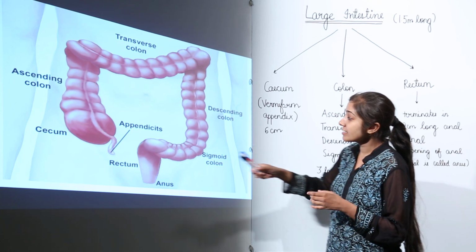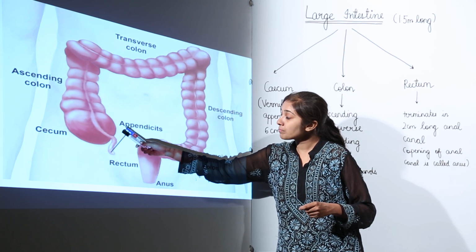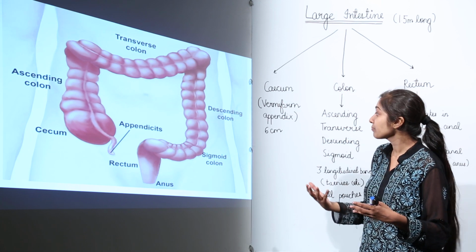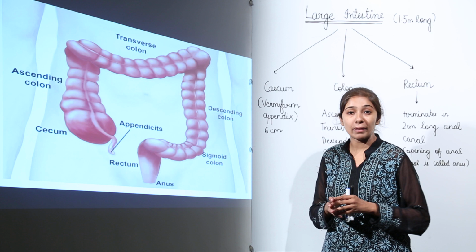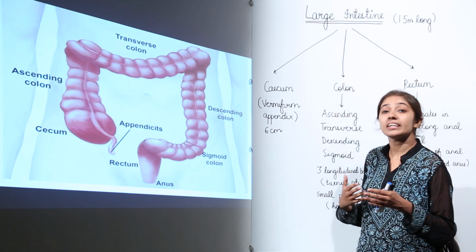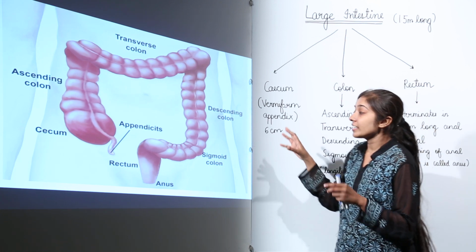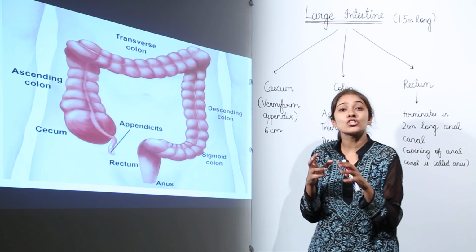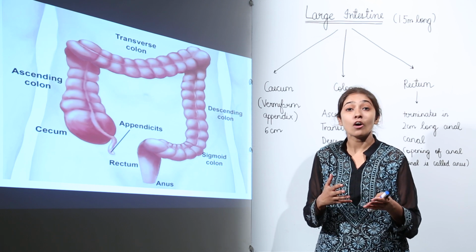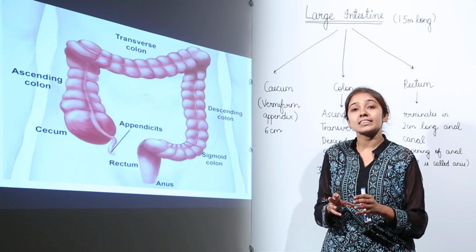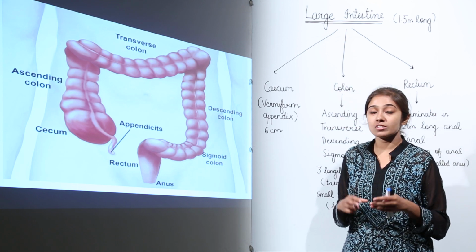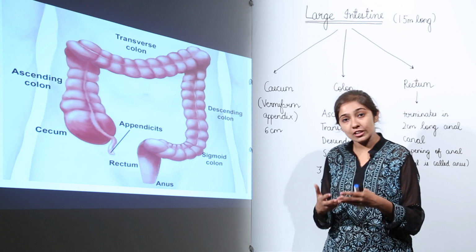As you can see, this enlarged part of the cecum that we call the vermiform appendix is there, and the inflammation of this appendix is known as appendicitis. This appendix is a vestigial organ, meaning it had a use earlier in human beings, but now it is of no use. So the appendix has become a vestigial organ in human beings. But in many herbivores, the appendix is well developed and functional, right.